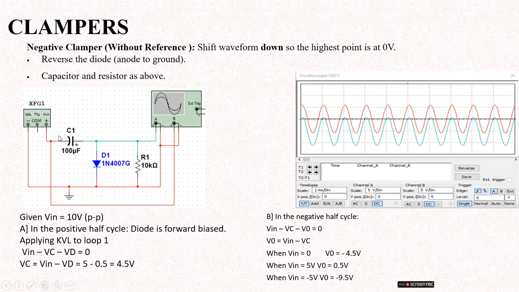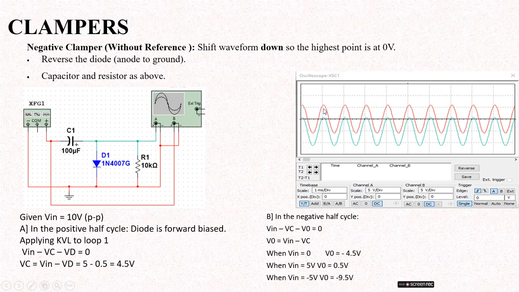This is the circuit we are using for designing the negative clamper. The diodes are connected in shunt. Negative clampers reverse the diodes. This is an example of a negative clamper without reference. In this circuit, the output shifts the waveform down, so the highest point is at 0 volt.